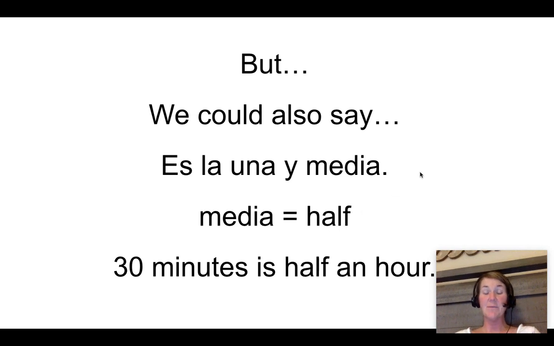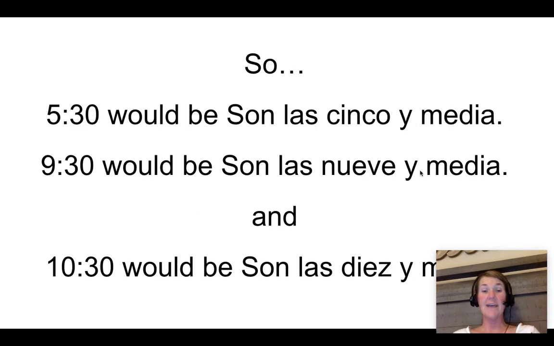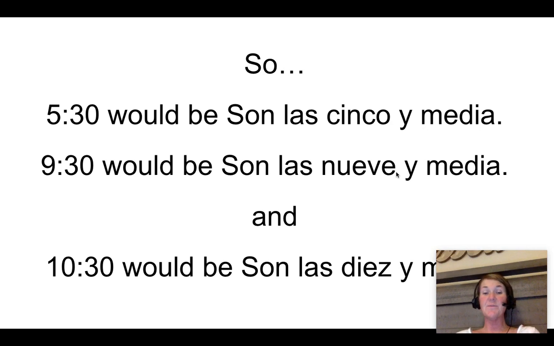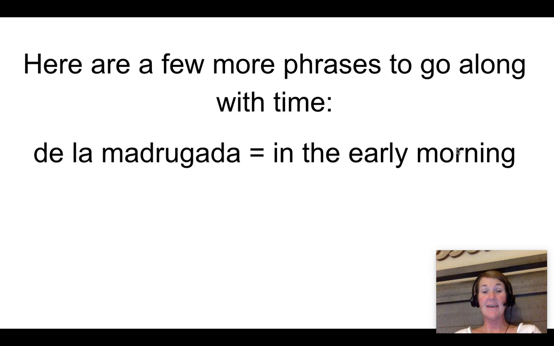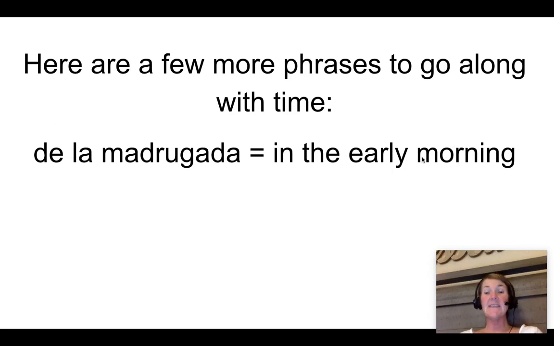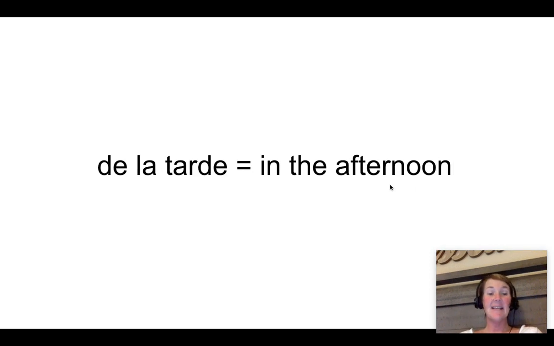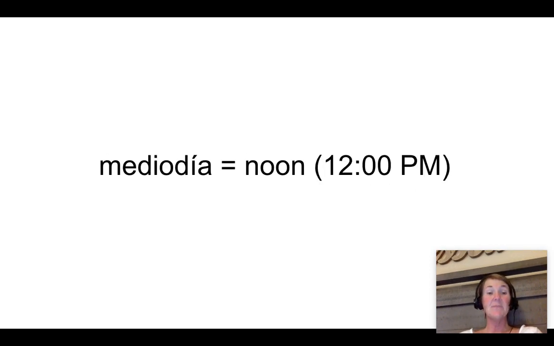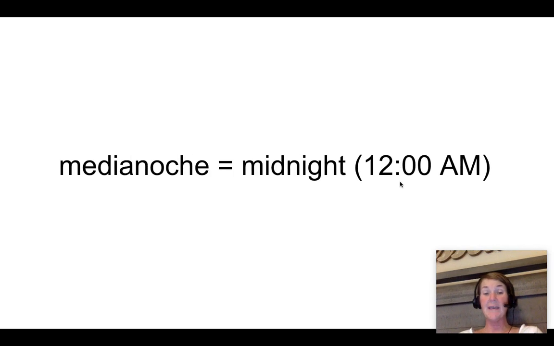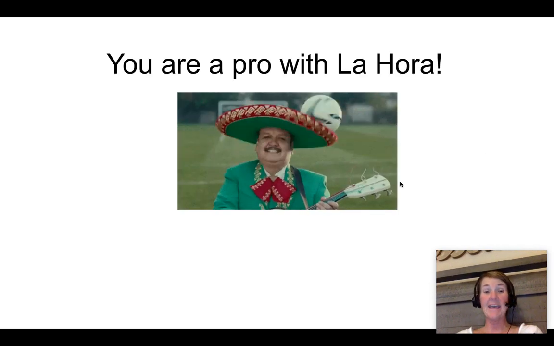And so that's 30 minutes. So either es la una y treinta for 1:30 or es la una y media. Both are correct. 5:30 would be son las cinco y treinta, but we could also say son las cinco y media. 9:30 would be son las nueve y treinta, but we could also say son las nueve y media, and those would be correct. And then we did these phrases de la madrugada, de la mañana, de la tarde, de la noche. Mediodía is noon, so 12 p.m., and medianoche is midnight, 12 a.m.